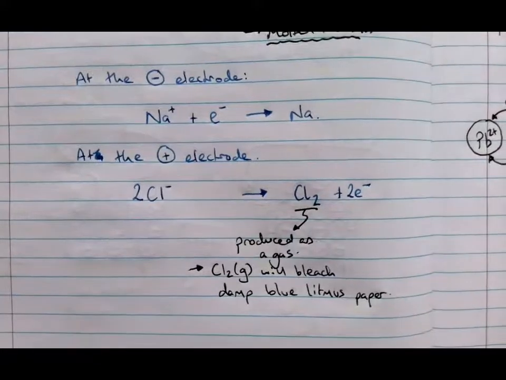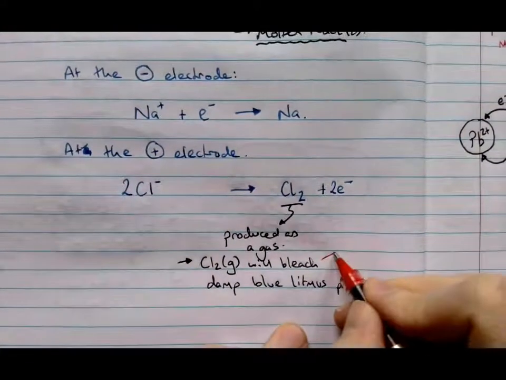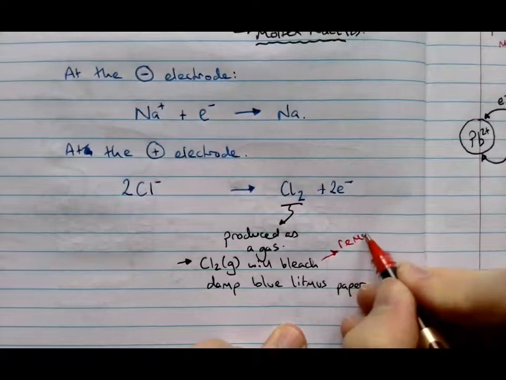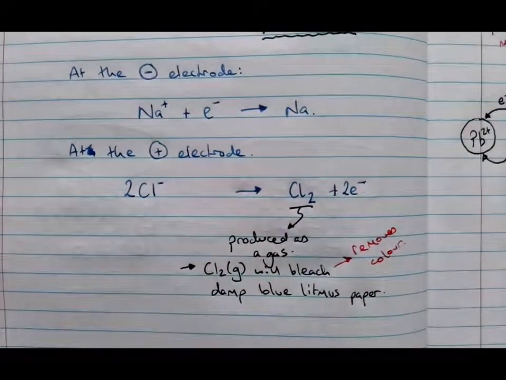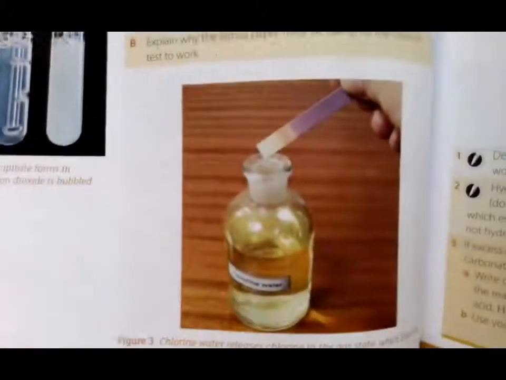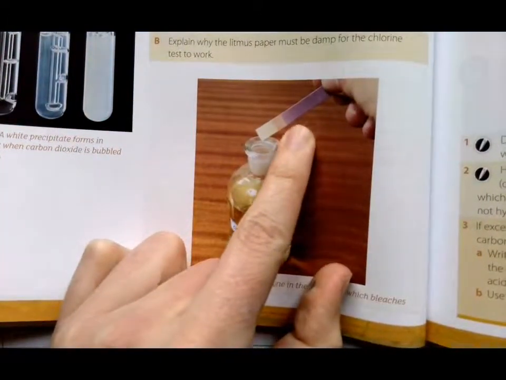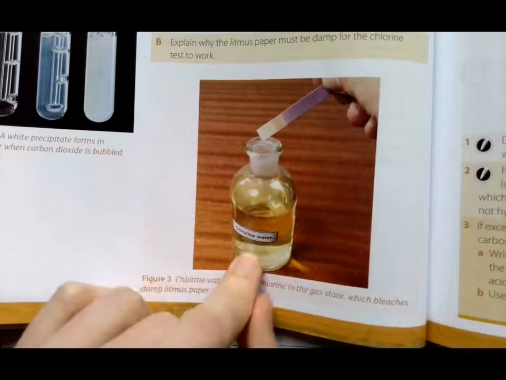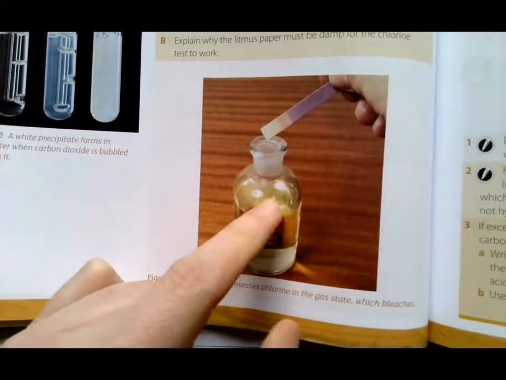All right, and there's a picture in the book that you can see that happening. So here you can see we've got this piece of litmus paper, we've dampened it, and we're now holding it over a jar of chlorine water. We haven't dipped it into the chlorine water, but obviously some chlorine is going to evaporate off here, and as it gets to the damp blue litmus paper, it bleaches it white. And that's the test for chlorine gas.